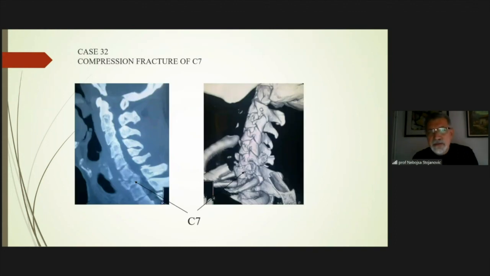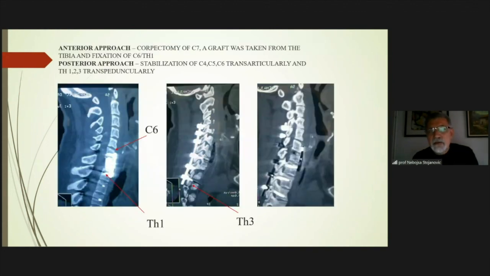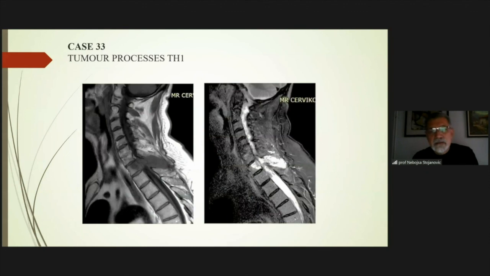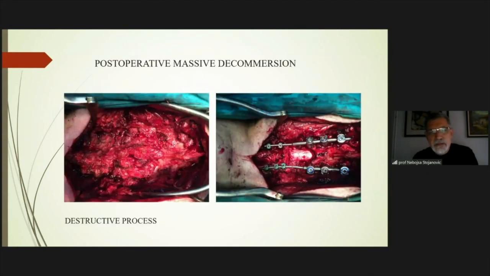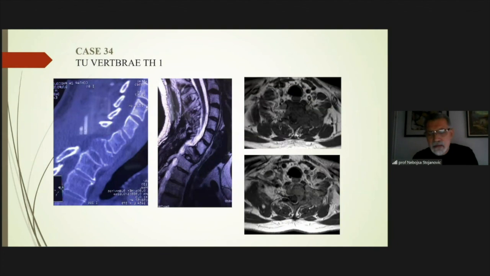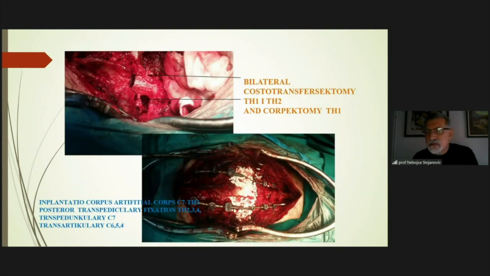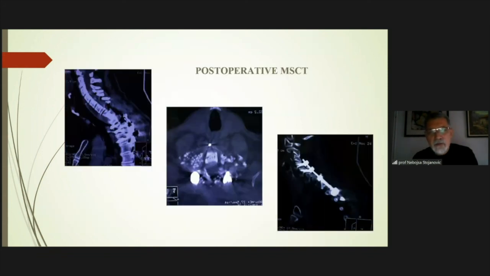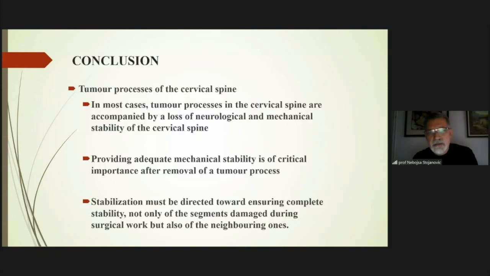Compressive fracture of C7: anterior approach and posterior stabilization, preserving the cervicothoracic curve. In this case, massive tumor process, massive destruction, elimination of the tumor and stabilization. In the tumor of T1, bilateral costotransversectomy and corpectomy, only a posterior approach and reconstruction in this region.